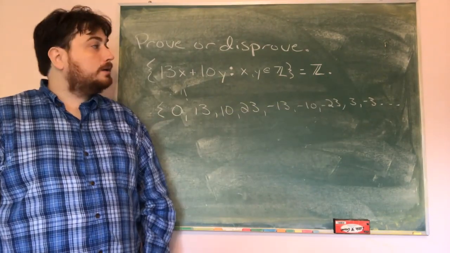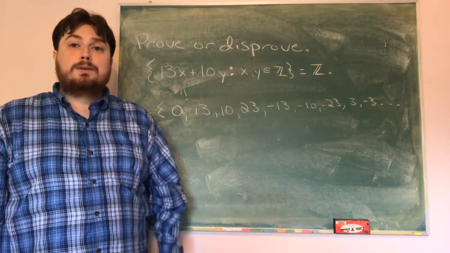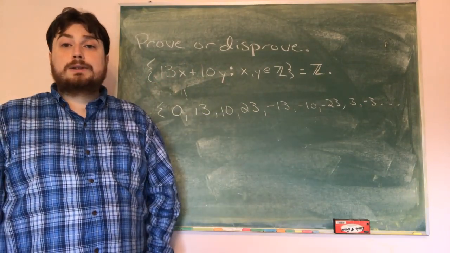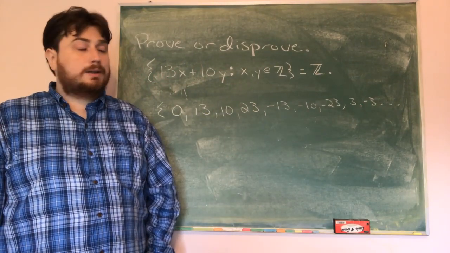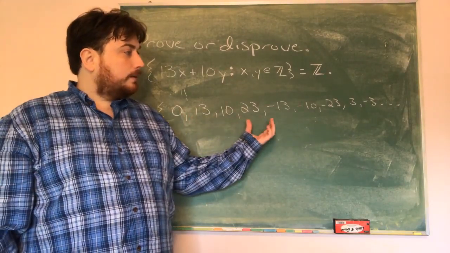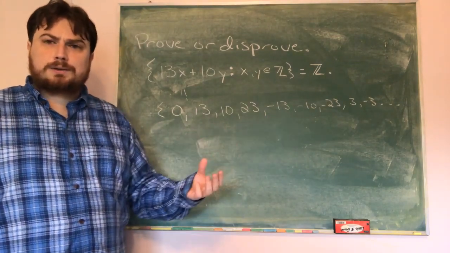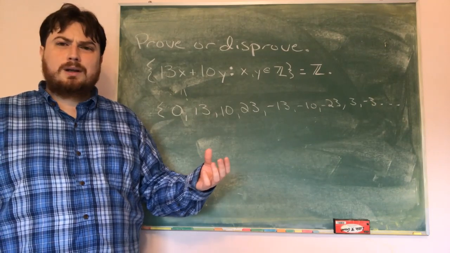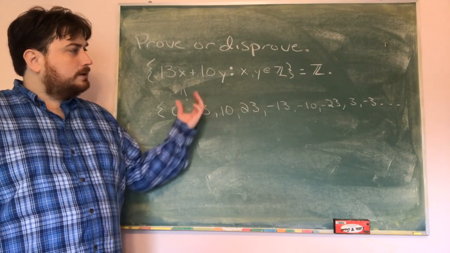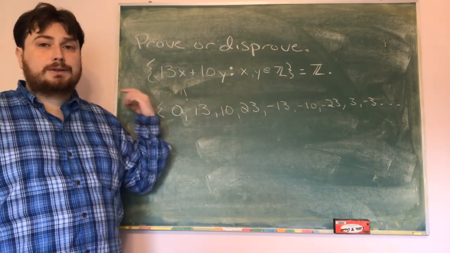On the other hand, we also have to show that Z is a subset of this set. And so what we have to show is that every integer can be written in the form 13x plus 10y for some integers x and y. Notice that we're getting 0, 13, 10, 23. We aren't getting all the integers, or at least we haven't been able to write out all the integers so far. So is it just because we've only done a few examples and we just need to do more? Or is this going to fall apart and make this theorem actually false because I can't write every integer like that?